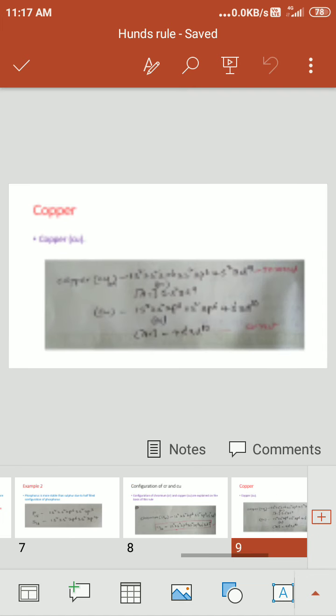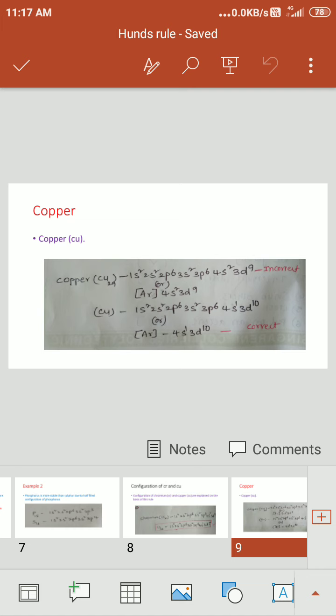And next one is also copper. Copper, symbol Cu, atomic number 29. The electronic configuration is 1s2, 2s2, 2p6, 3s2, 3p6, 4s2, 3d9. This is the general configuration. But at the last, the d orbital has 9 electrons. To attain the fully filled configuration, what is the fully filled configuration? 10 electrons is the fully filled configuration. To attain the stable configuration, 1 electron is excited to the d orbital. Then the configuration becomes 4s1, 3d10 at the valence shell.